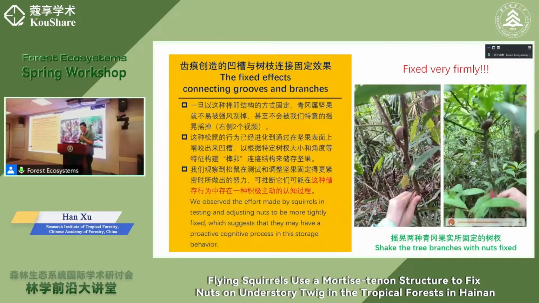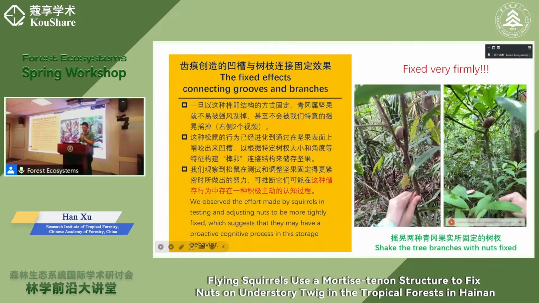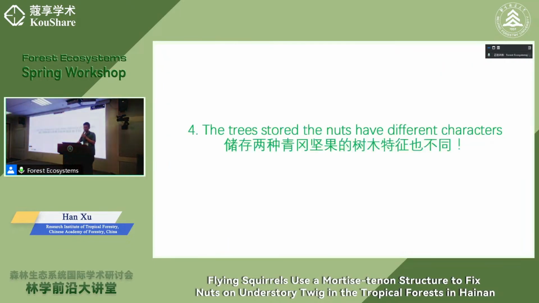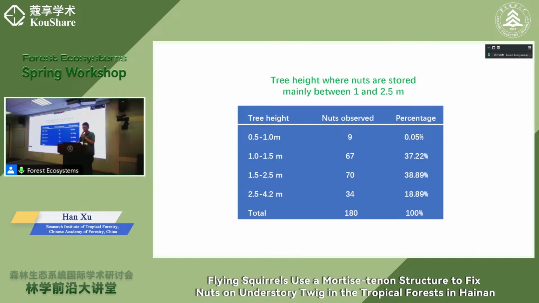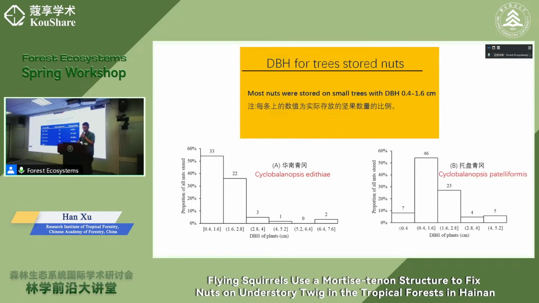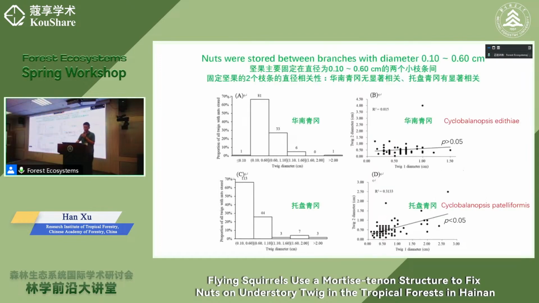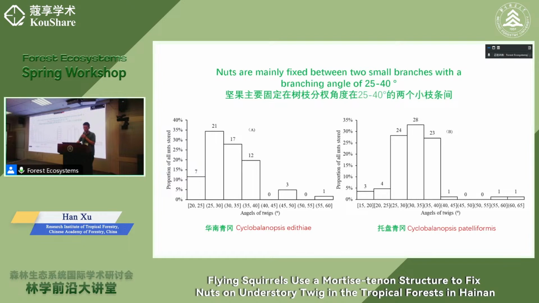You can see that when we shake the branches, the nuts cannot fall. The trees that store the nuts also have different characteristics. The nuts are stored mainly between 1 and 2.5 meters high, mostly on small trees with a DBH from 0.4 to 1.6 centimeters. We also found that the nuts were stored between branches with a diameter of 0.1 to 0.6 centimeters, and nuts are mainly fixed between two small branches with a branch angle of 25 to 40 degrees.